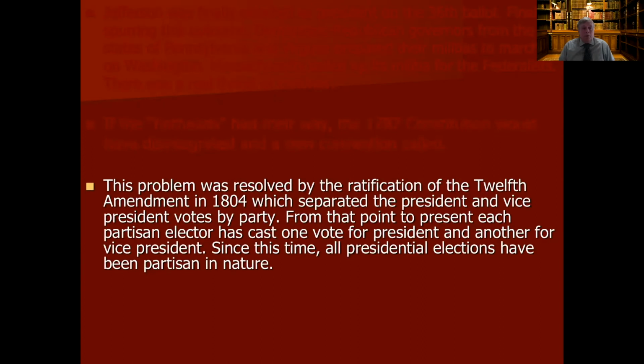The problem was resolved by the ratification of the 12th Amendment in 1804, which separated the president and vice presidential votes by party. From that point to the present, each partisan elector has cast one vote for president and another for vice president. Since this time, all presidential elections have been partisan in nature.